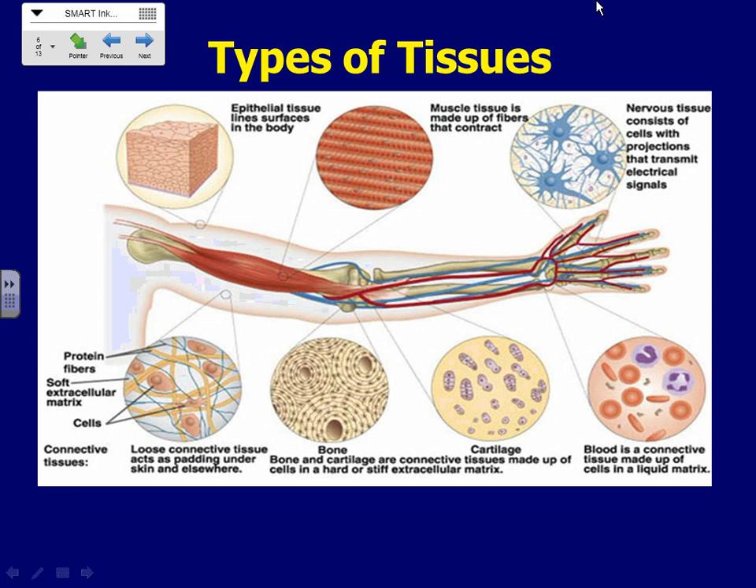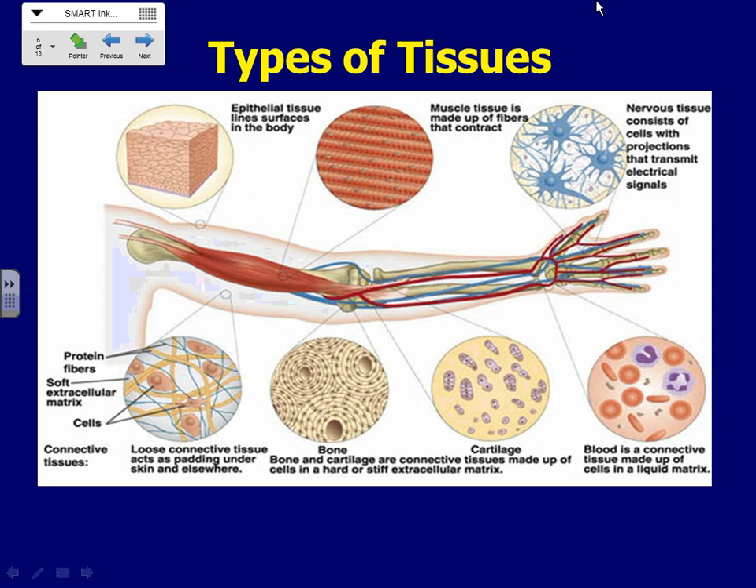So any cells that are on a surface that make contact with an external source, or perhaps food, or things like that, we would say are made up of epithelial cells. So they line surfaces of the body. Muscle cells are made up of fibers that can contract. They're obviously in charge of motion in our body. Whenever we want to move, we contract a muscle, and that's a pretty obvious job there.